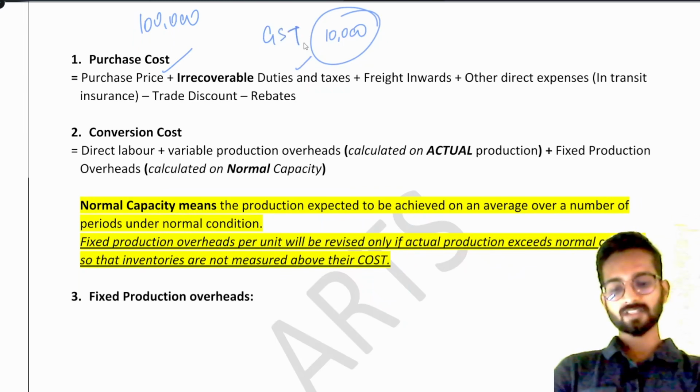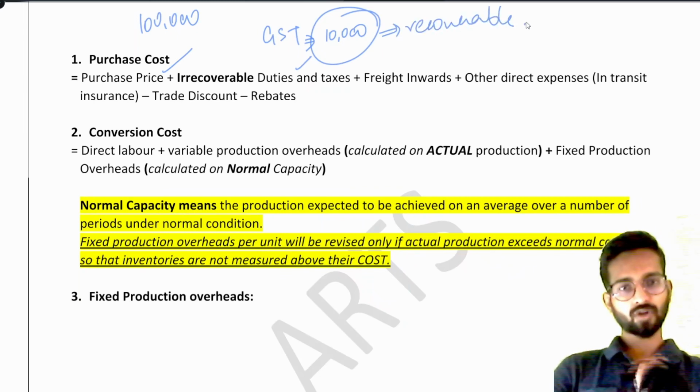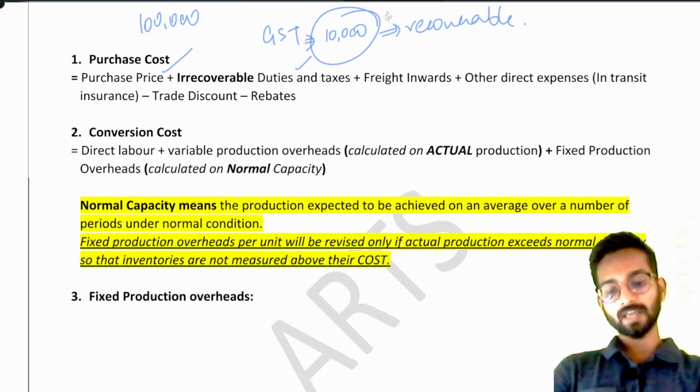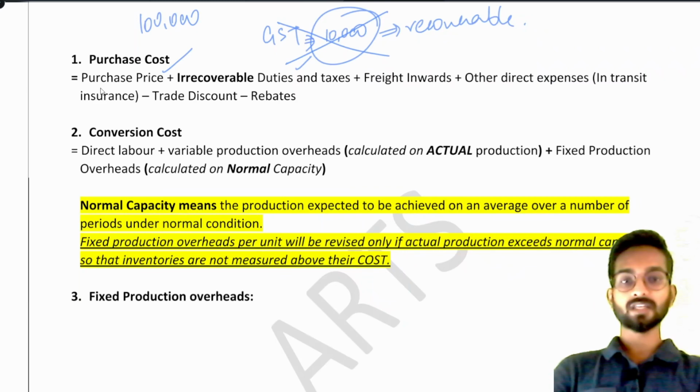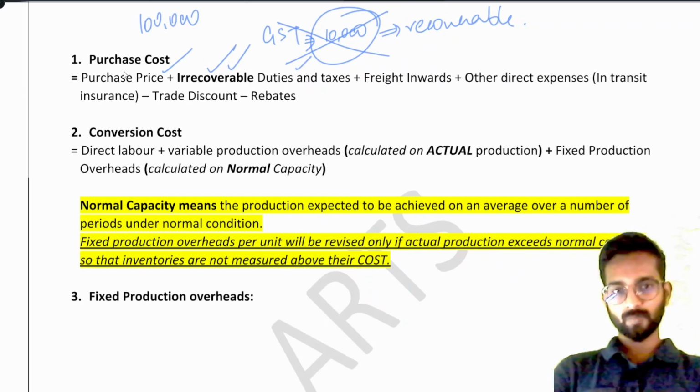On that I have paid GST of 10,000 rupees. Say we can say that this GST is recoverable from government. It will be given in the question whether it is recoverable or non-recoverable. If it is recoverable, then you will not add this in your purchase cost. You have to ignore. Whenever it is recoverable, ignore. But if it is irrecoverable, you will add this in the purchase cost.